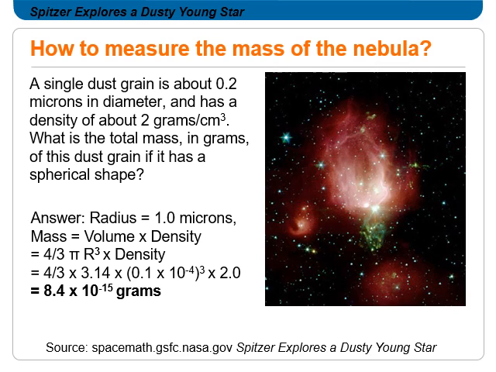Recall that the volume of a sphere is 4/3 times pi times the cube of the radius. The mass is the product of volume and density. Putting these together, we find the mass of a grain of dust is on the order of 10 to the minus 14 or 10 to the minus 15 grams.